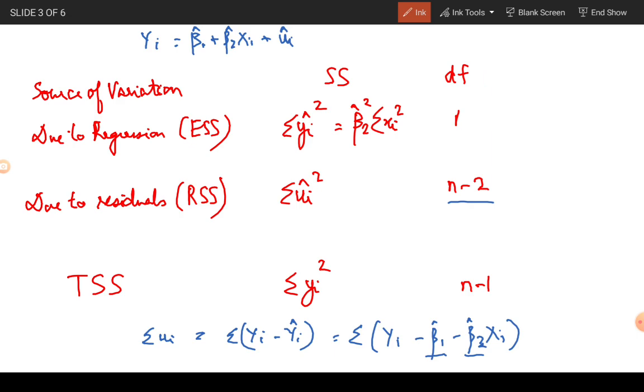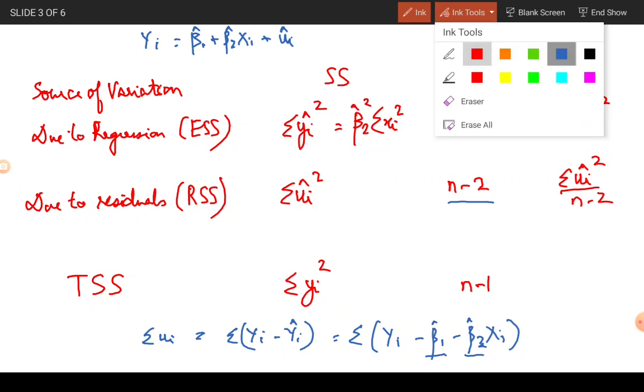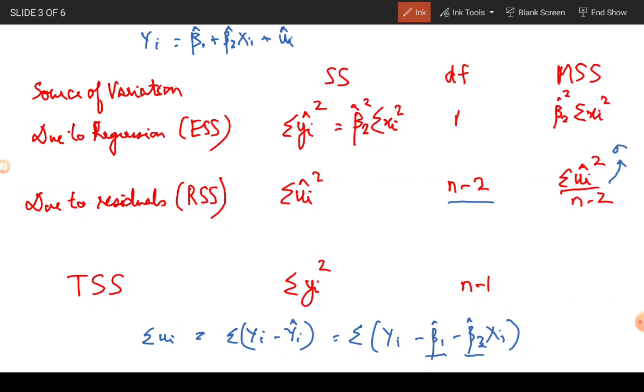Now if you divide the sum of squares by the degrees of freedom, what you get is the mean sum of squares. That's beta hat 2 whole square summation xi square divided by 1, so that remains the same. And here the mean sum of squares is summation ui hat square divided by n minus 2. You might remember that this is actually the formula of your sample variance sigma hat square.